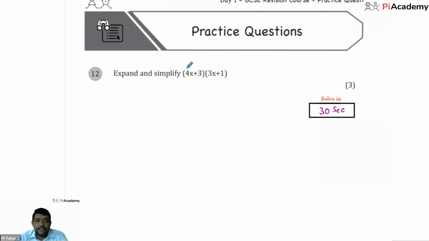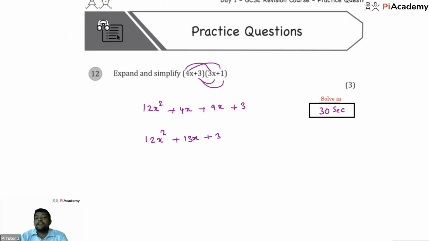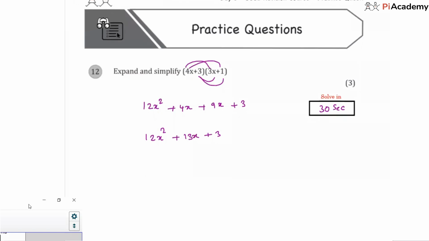Now you need to multiply this. Let's do it for those who don't know. 4x times 3x is 12x squared. And then 4x times 1 is 4x. 3 times 3x is 9x. 3 times 1 is 3. So it is 12x squared plus 13x plus 3. Am I correct, guys? Yeah, you're right. Wonderful.